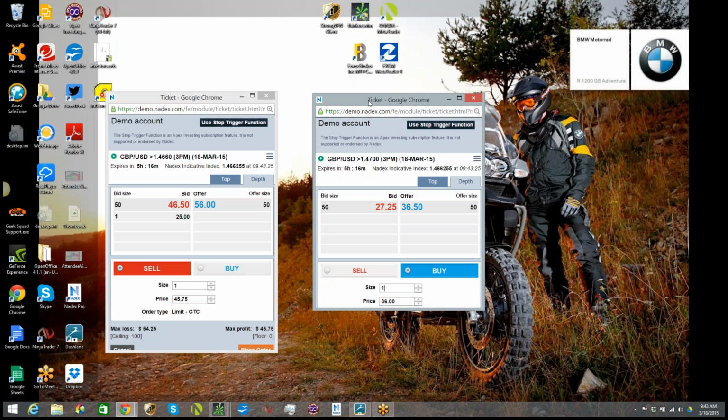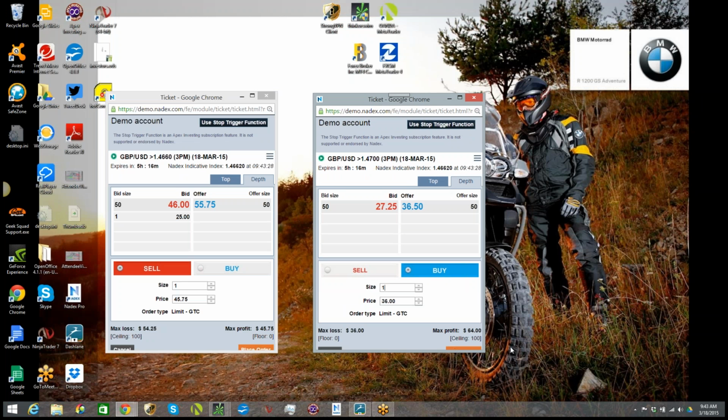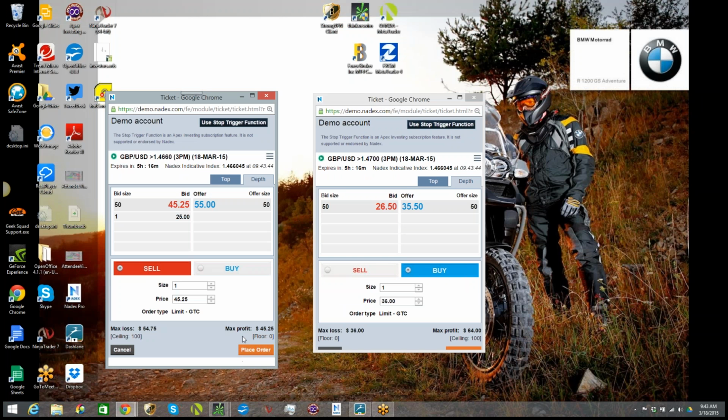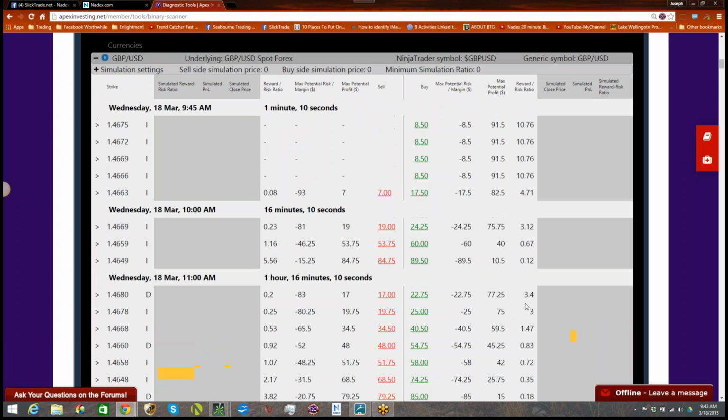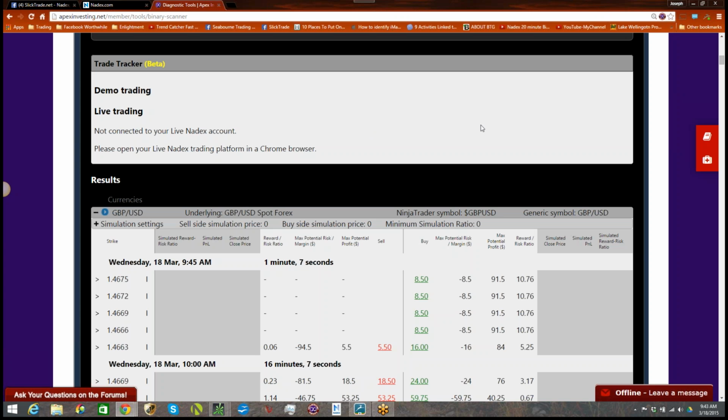I will have these two tickets open, and if I wanted to go short, to sell the pound dollar, I will already have this, and all I have to do is update the price here by clicking on the price and say place order, and then I will be immediately in the trade. Once you're in the trade, look at your position that will be open and create a working order ticket so you're ready to lock in your profits and get out.